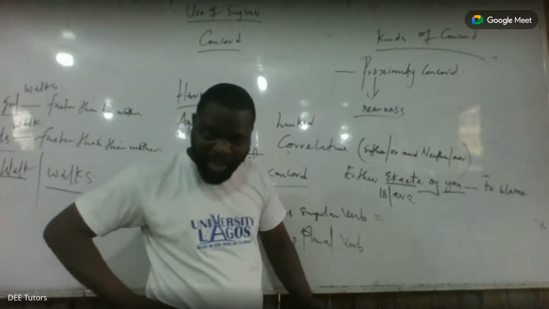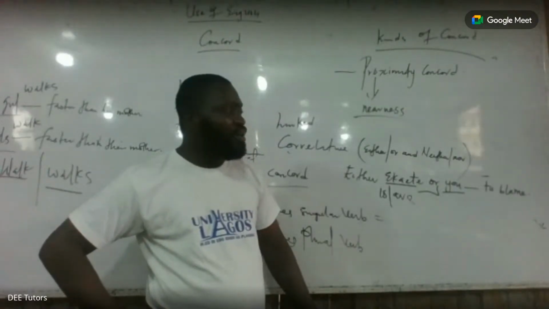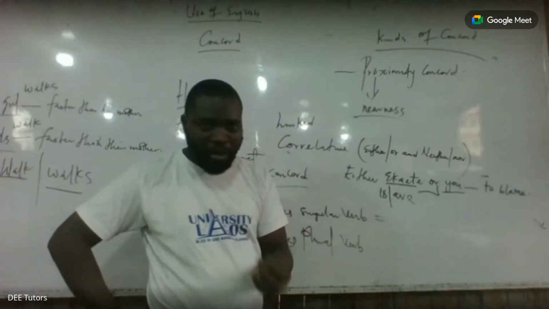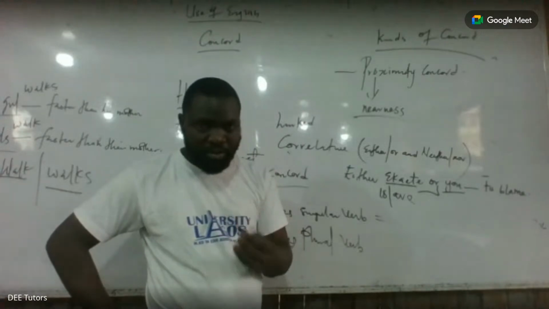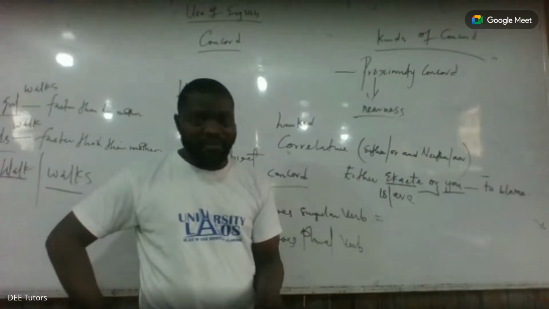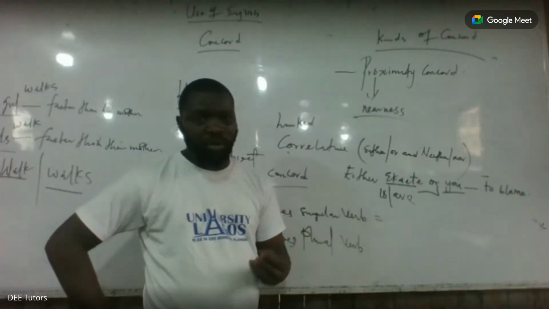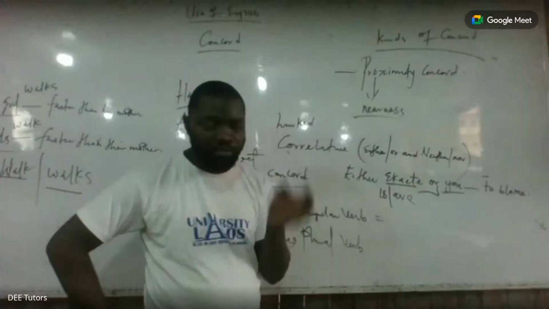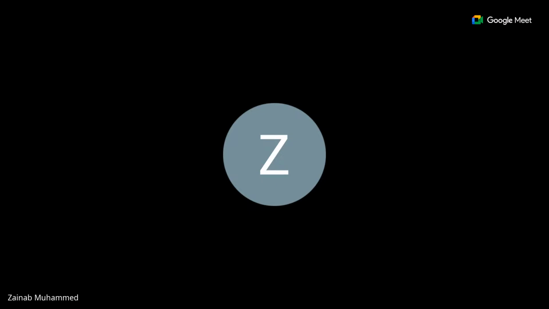Do you understand it to that level? Yes, sir. Now, which means if the subject that comes after or the subject that comes after no is singular, the verb to be used will be singular. If the subject that comes after or the subject that comes after no is plural, the verb to be used will be what? Plural.